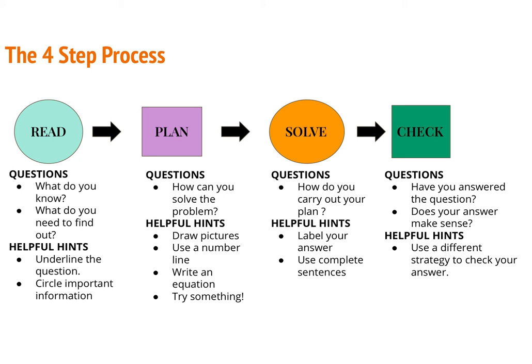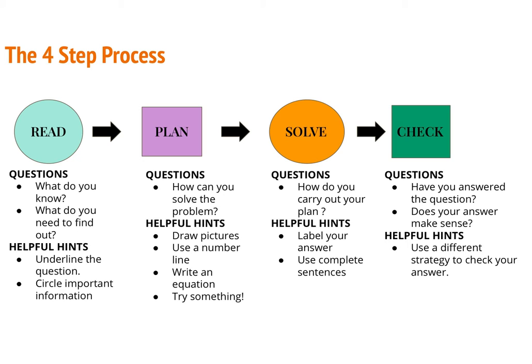A helpful hint is to draw a picture if it's explaining something that's going on, so you can see what's happening. Maybe use a number line. Try and write an equation of some sort, as long as you try something. Then you're going to solve. So once you've got your method, you're just going to try and solve whatever's happening.